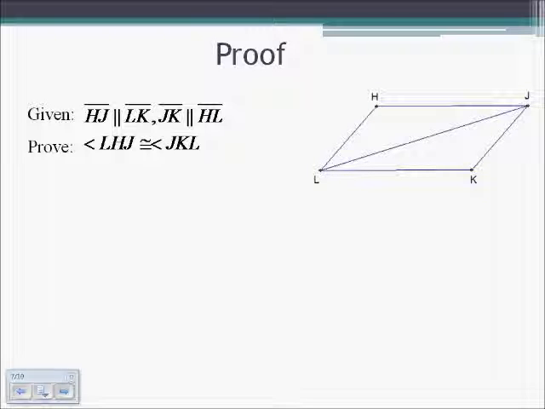Alright, next proof. HJ is parallel to LK and JK is parallel to HL. So I have HJ parallel to LK and HL parallel to JK. Have a similar setup. I'm looking to prove the two angles congruent. I'm trying to prove LHJ, that'd be this angle here. I'm trying to show that one, and JKL, that's this one right here. I'm trying to show that those two angles are congruent.